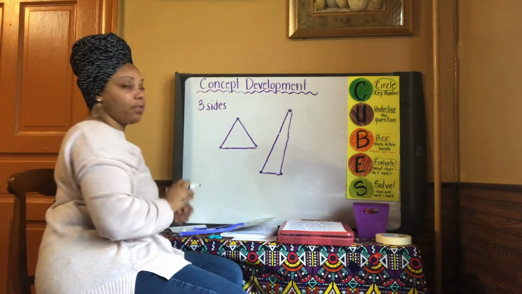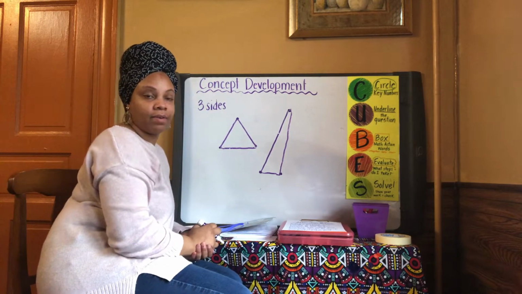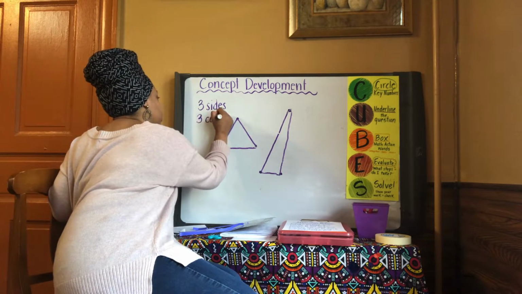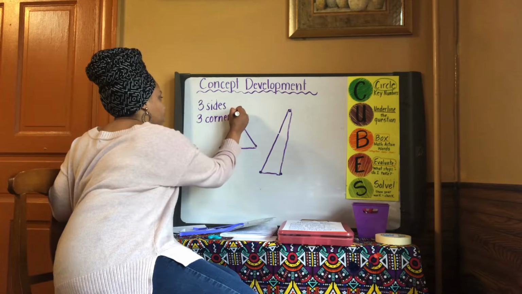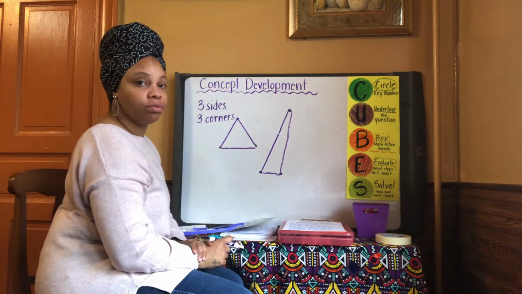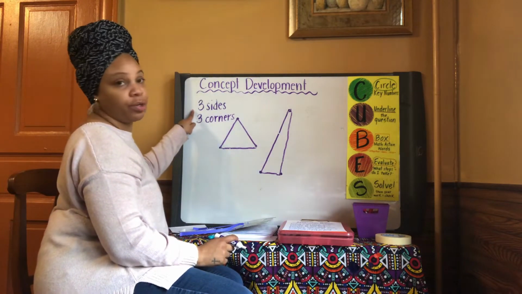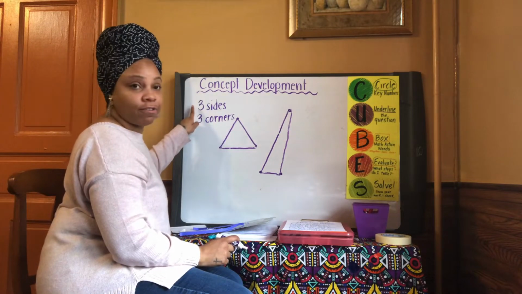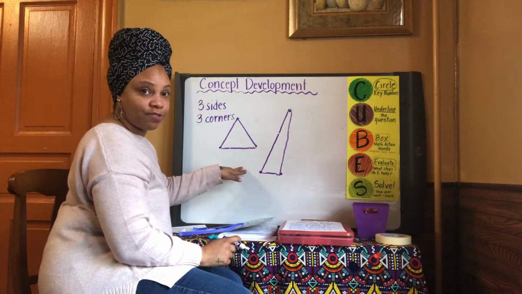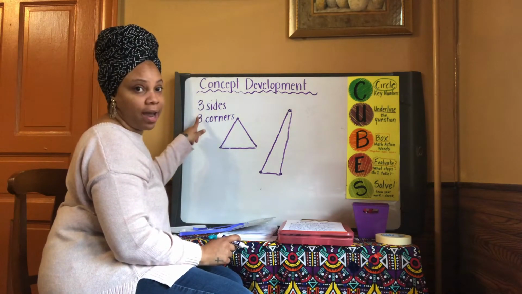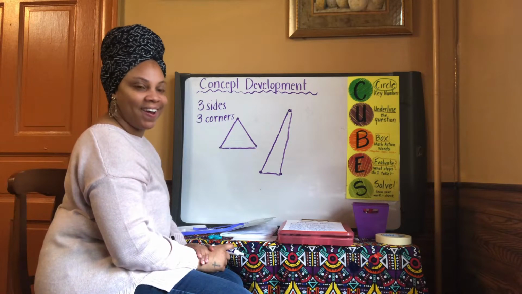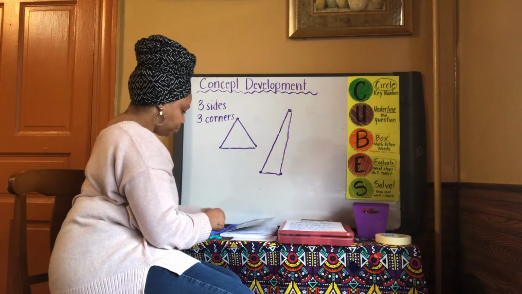What about their corners? How many corners do they have? Very good. They also have 3 corners. These are the 2 attributes that make them both triangles. Okay? Since they have 3 corners, and since they also have 3 sides, they both are triangles. Even though they look different, right? They still share these 2 things in common. These are their 2 attributes. Yay, Bo!